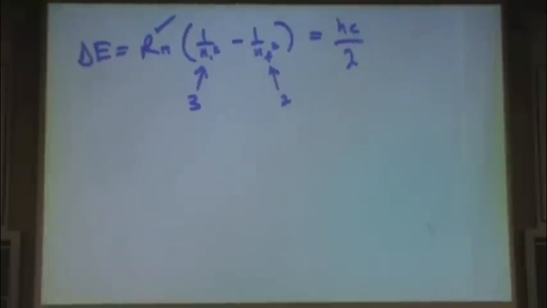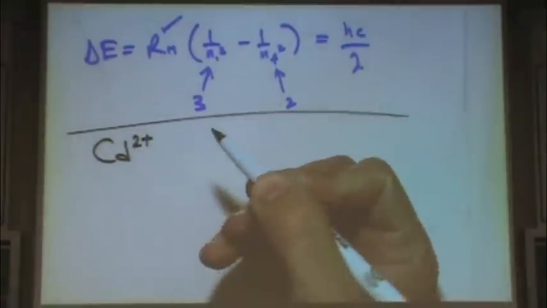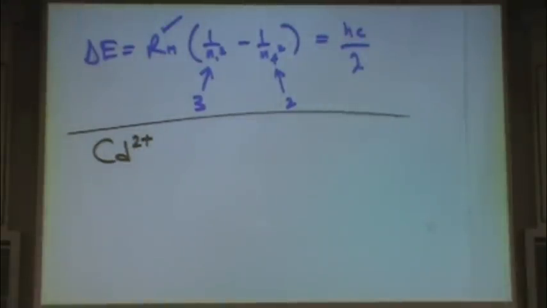Okay, cadmium 2+. The tricky part of this is it's one of the 2 exceptions of the transition metals. You need to know the 2 exceptions of the transition metals, and cadmium is in there. And let's just do this for neutral cadmium first so you can see how it'll work.